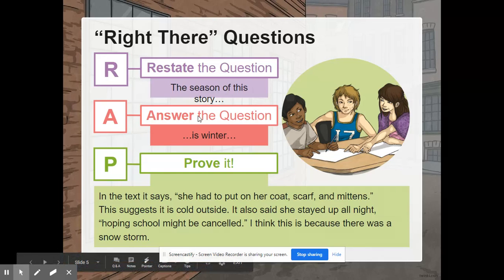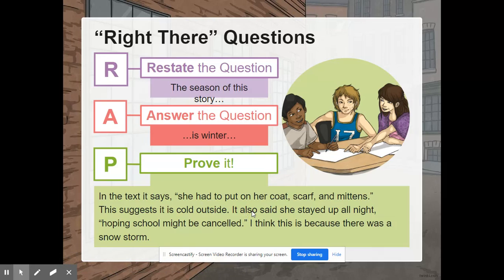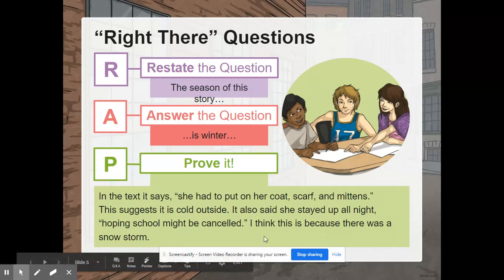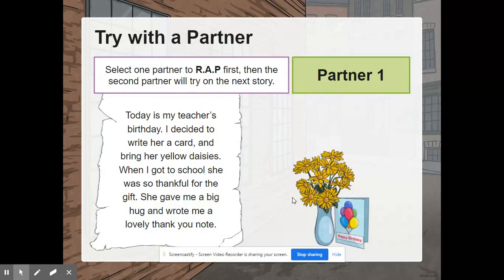So altogether, we could say the season of this story is winter, and the text says that she had to put on a coat, scarf, and mittens to suggest it's cold outside. It also said that she stayed up all night hoping the school might be canceled. I think this is because of a snowstorm. So with this last one, you're really giving details from the text, saying exactly what the text said and how you know it. You're telling the reader how you know that that is the correct answer. So let's look at some more.